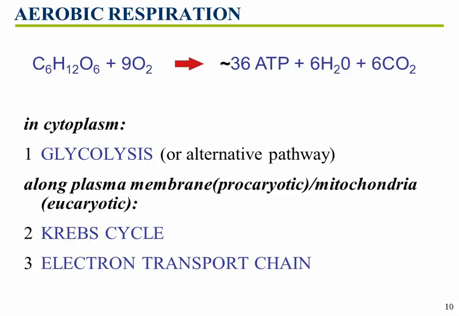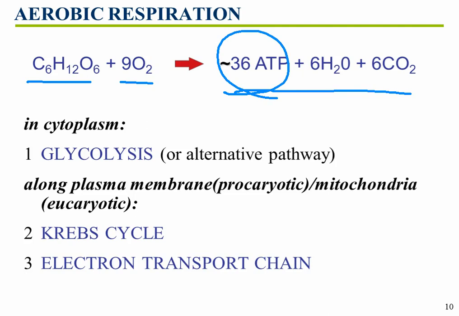Here's the overall formula for aerobic respiration. Here is glucose on the left, oxygen. By the way, these guys do not actually interact. In fact, oxygen is not even used until the end of the electron transport chain. So here are our two reactants. At the end of all three parts, glycolysis, Krebs cycle, electron transport chain, we get ATP, water, CO2.